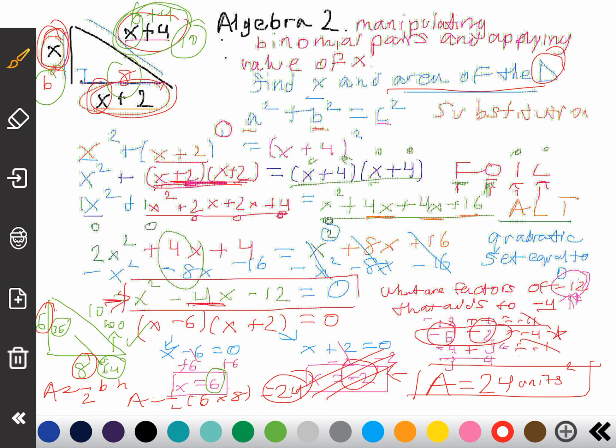Okay, and there you have it. So we proved that the Pythagorean theorem works for the triangle, and then we have found out, given the dimensions, we can solve for the area of the triangle.